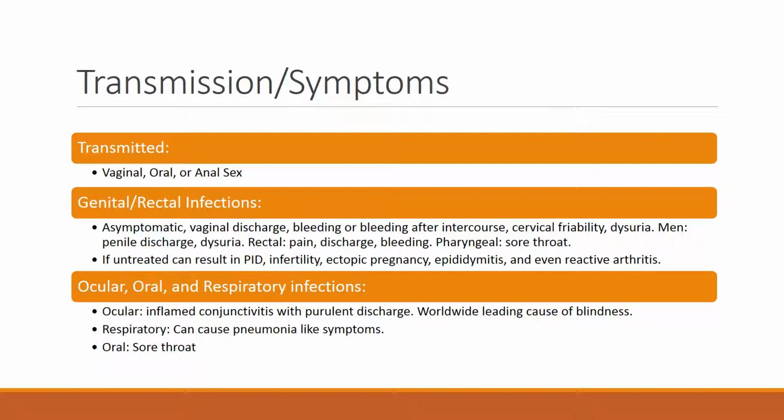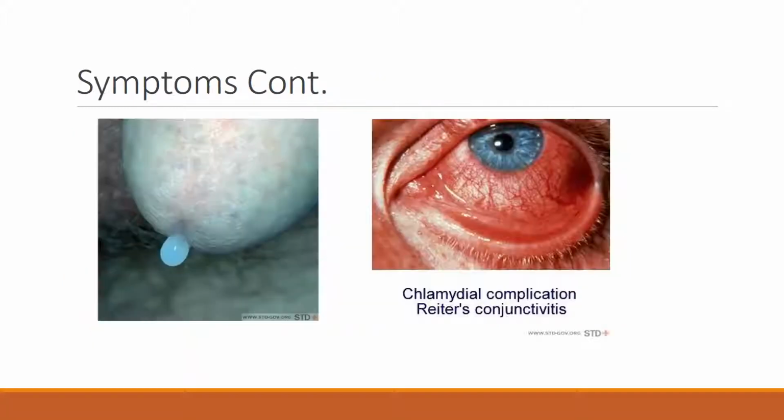And then there are other types of chlamydia. There are plenty of strains of chlamydia, and those strains can cause ocular and respiratory infections as well. So for the ocular infection, the conjunctivitis with the discharge from the eyes, it's actually one of the world's leading causes of blindness. I was surprised to find out. And the respiratory infections can just look a lot like pneumonia. So there are plenty of other strains.